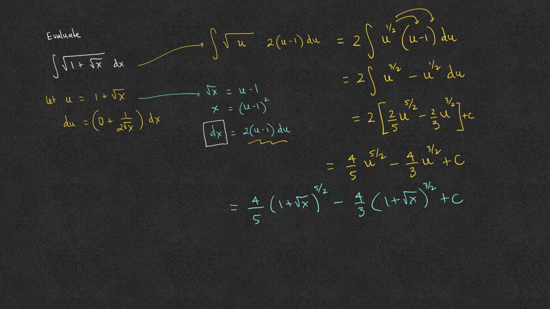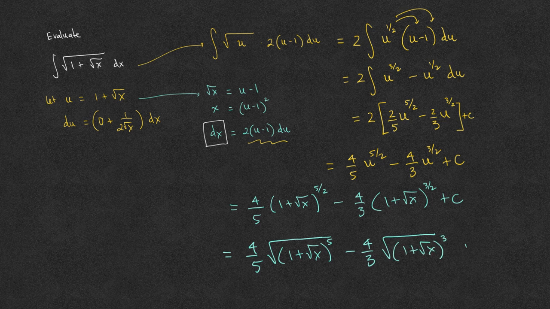This can also be rewritten as 4/5 the square root of 1 plus the square root of x to the 5th power minus 4 over 3 the square root of 1 plus the square root of x cubed plus c.